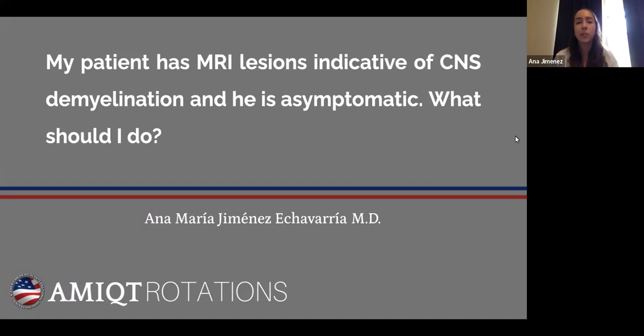I chose this topic because we had several patients coming to the clinic being referred by their primary care provider or the emergency department doctor because they had a brain MRI done for different reasons, and the radiology report said that they had demyelinating lesions and that a diagnosis of multiple sclerosis needed to be ruled out. So patients came in very anxious and worried about possibly having this condition. So I think it is very important for all doctors to know how to properly evaluate this type of patients.